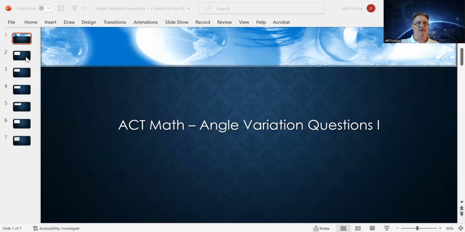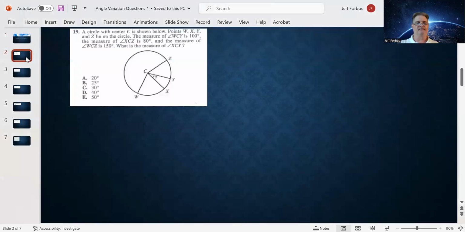The first one, question number 1. So we have a circle with a center C. Points W, X, Y and Z lie on the circle. The measure of angle WCY is 100. The measure of angle XCZ is 80. And the measure of WCZ is 150. What is the measure of XCY?